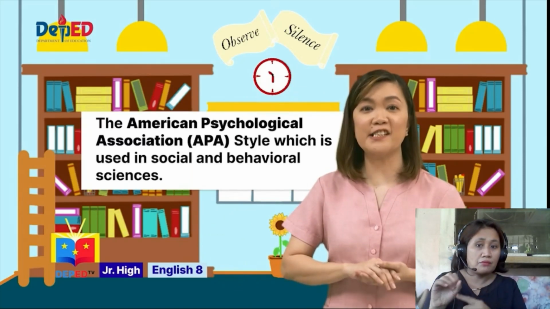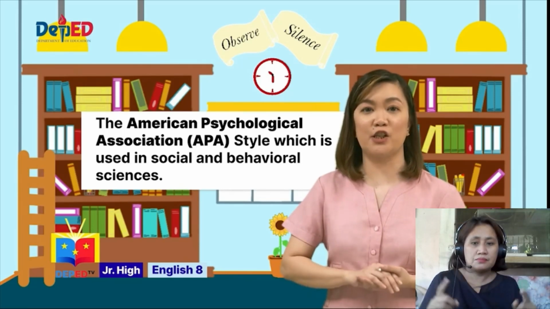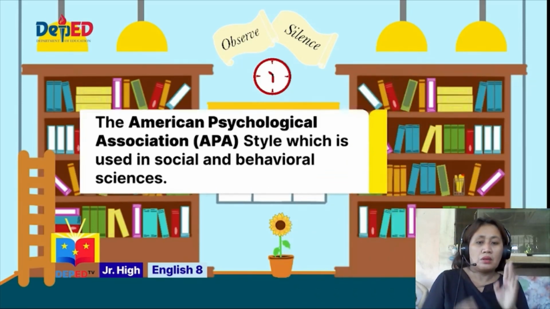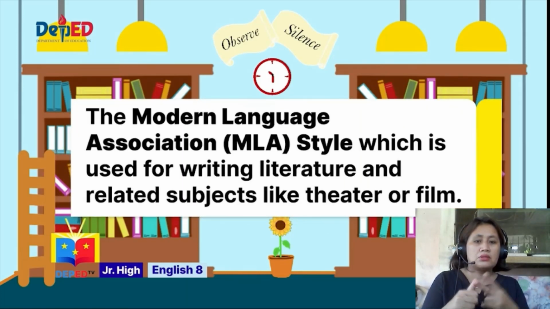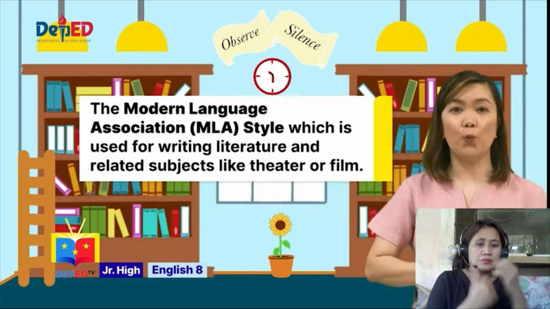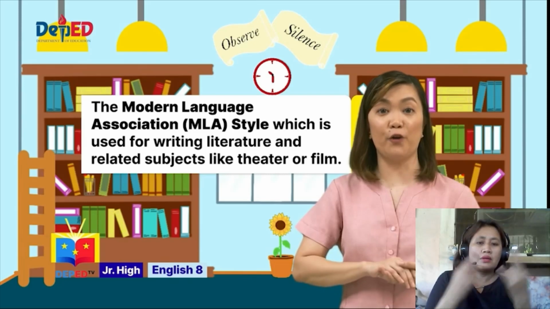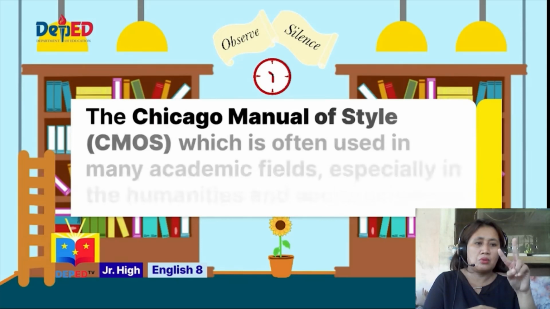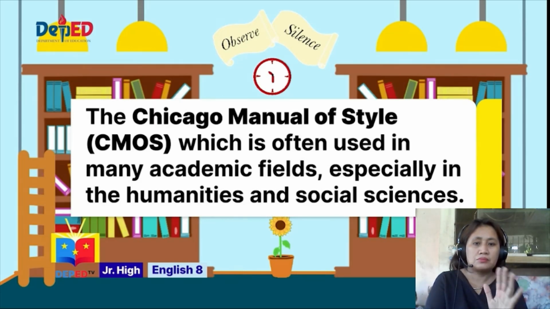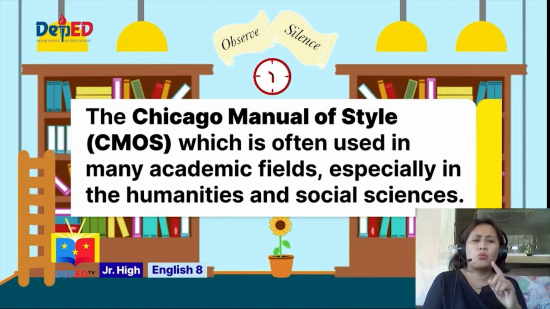First, we have the American Psychological Association or APA style, which is used in social and behavioral sciences. Second, we have the Modern Language Association or MLA style, which is used for writing papers on literature and related subjects like theater or film. And lastly, we have the Chicago Manual of Style or CMOS, which is often used in many academic fields, especially in the humanities and social sciences.